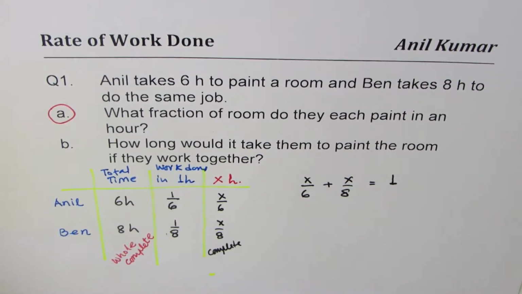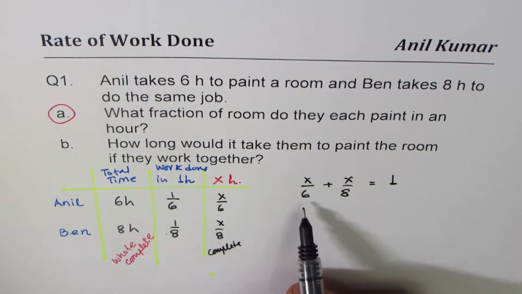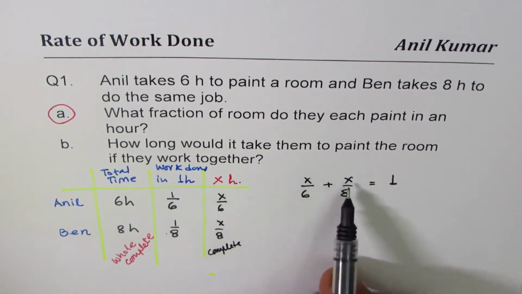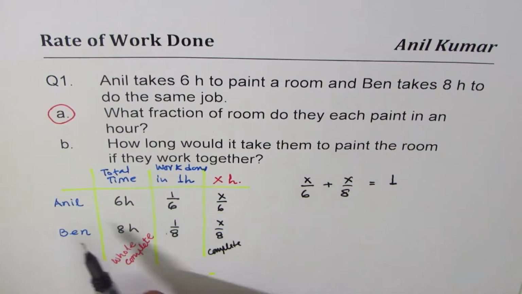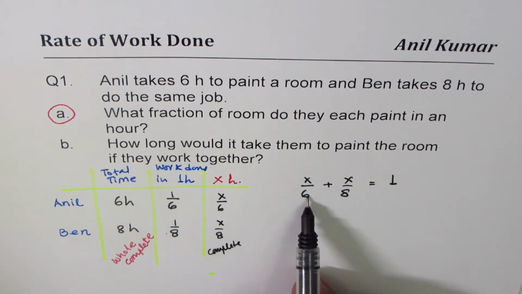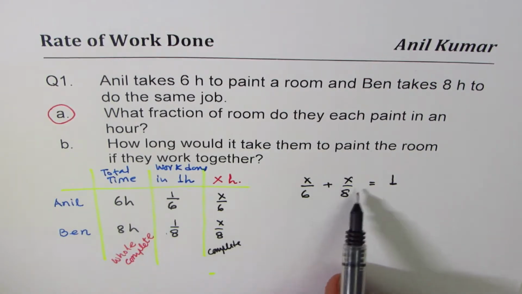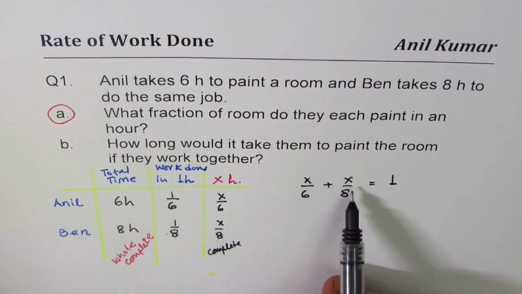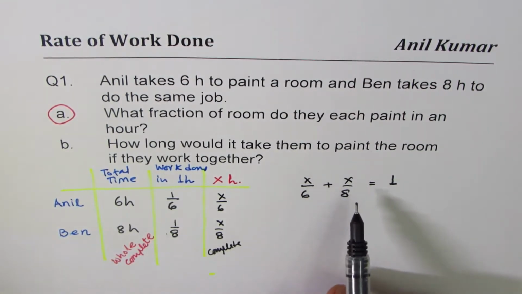Do you see that? So that is how you do all rate of work done questions. If you are given time taken to do a job by one person, then in an hour, it is that fraction of job done. In X hours, X times the same fraction. Correct? So if the time taken by both of them working together is X, then the amount of job done by Anil is X/6, the amount done by Ben is X/8, and the total amount is the complete job, 1. Once you solve this, you can find the value of X, and that is what is required, correct?